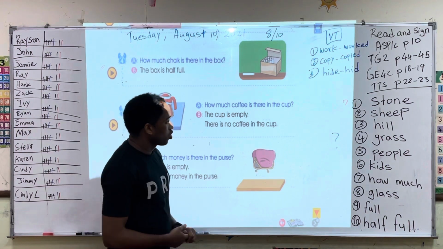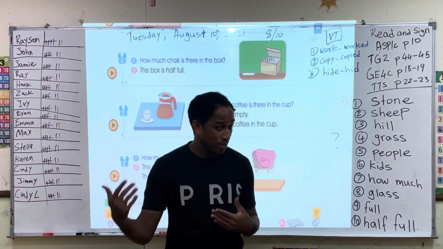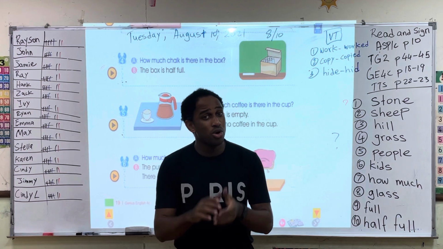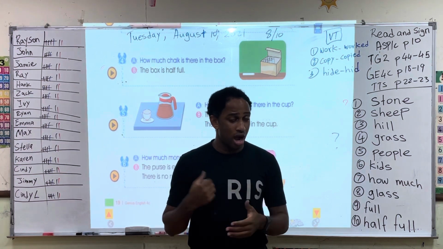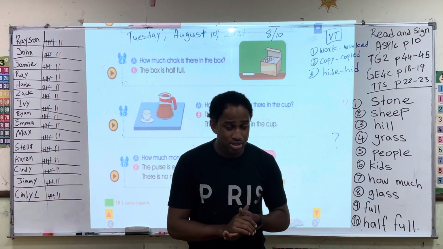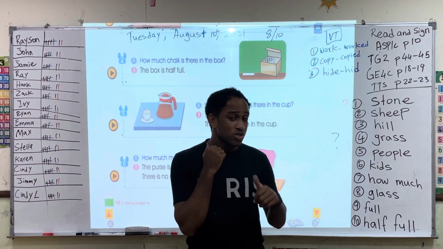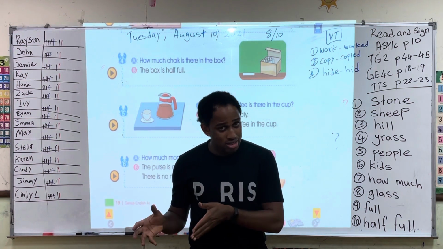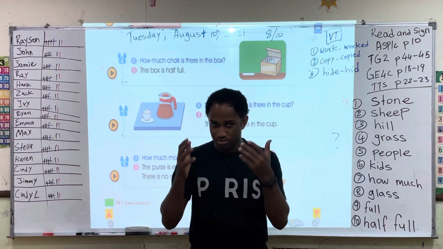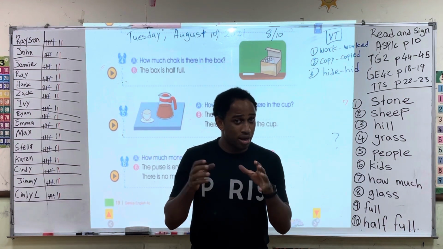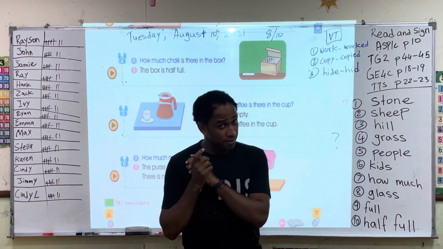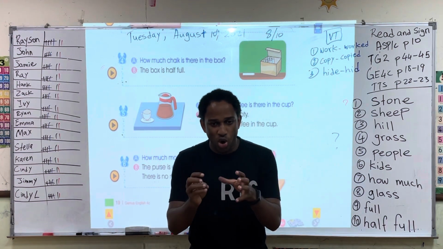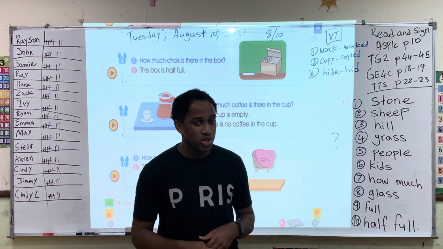Good. Okay. So we did page 18, which was how many, and then we did page 19, which was how much. How many is used for countable nouns. How much is used for uncountable nouns. Remember, okay? So how much ... is. How many ... are. How much money is. How many toys are. Good.